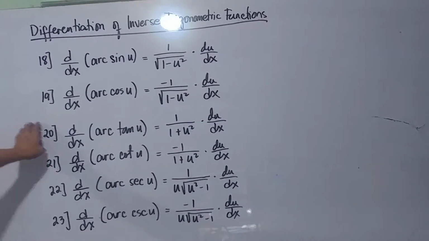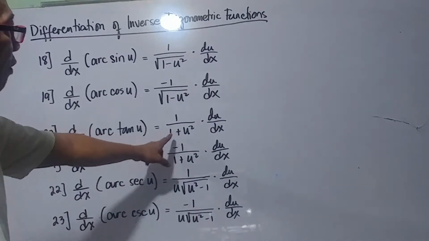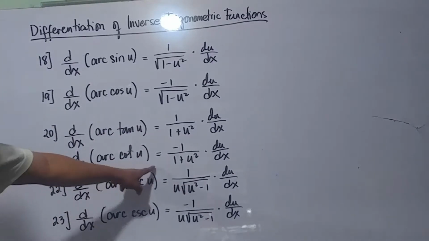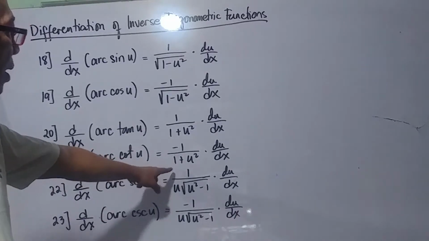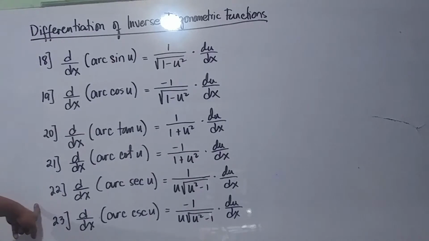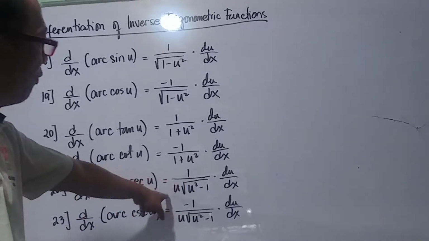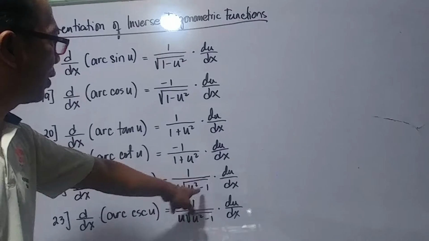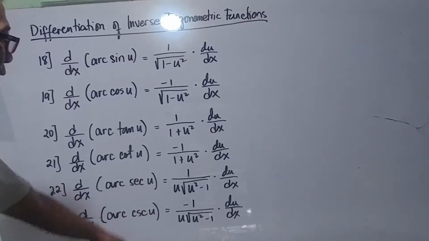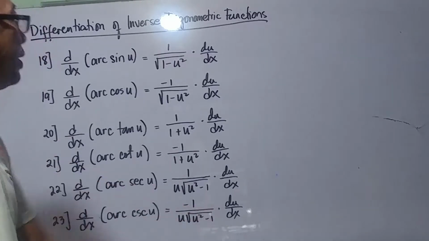And for the differential of arc tan u is equal to 1 over 1 plus u squared times du dx. And for the differential of arc cot u is equal to negative 1 over 1 plus u squared du dx. And for the differential of arc secant u is equal to 1 over u square root of u squared minus 1 du dx. And the other one, the arc cosecant u, is equal to negative 1 over u square root of u squared minus 1 du dx.